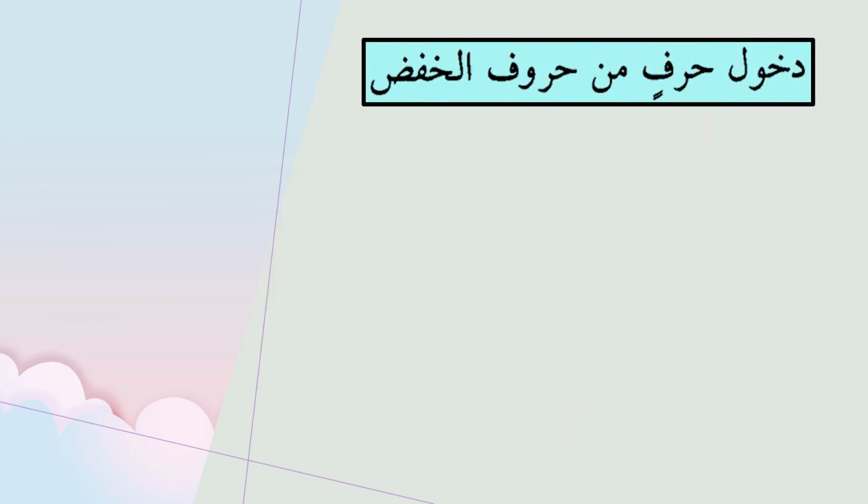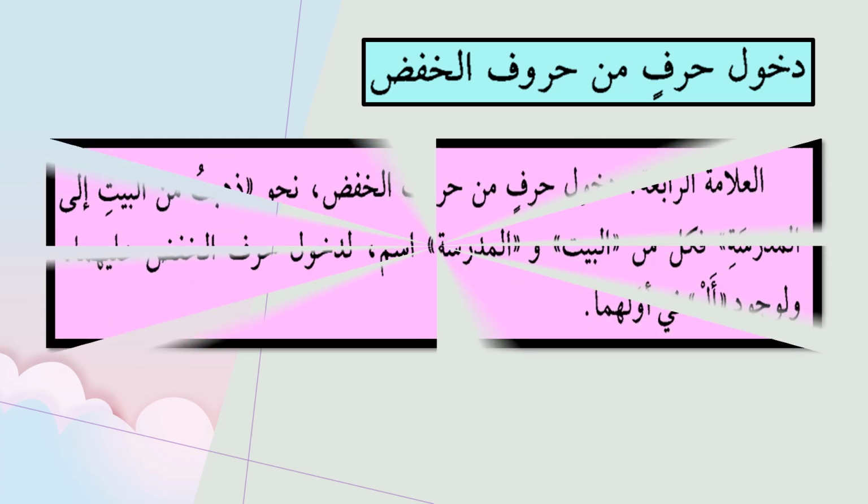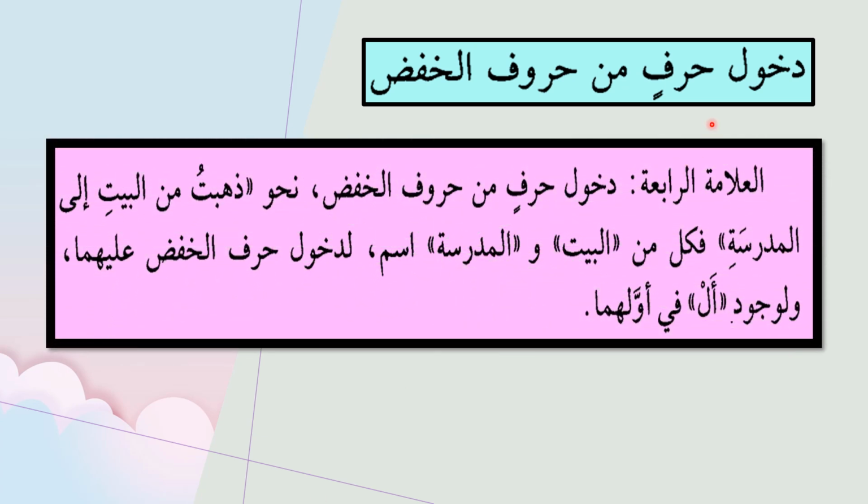So the fourth and the last sign for the nouns is دخول حرف من حروف الخفض. Let's see what it is. دخول الحرف means the entering of a particle from the حروف الخفض, from the حروف الجر. العلامة الرابعة, it is the fourth sign: دخول حرف من حروف الخفض.